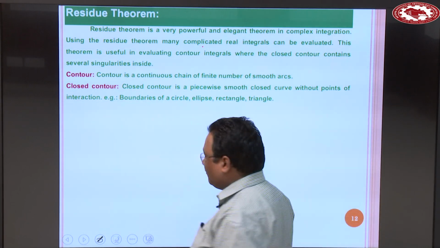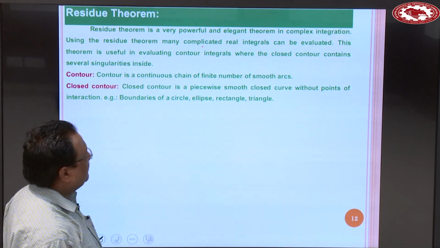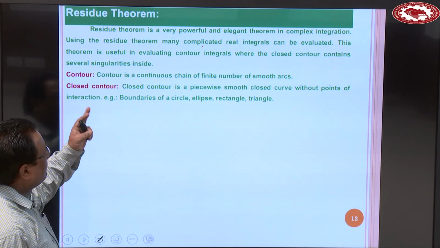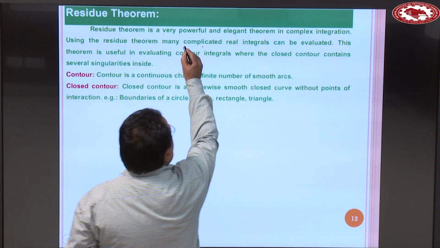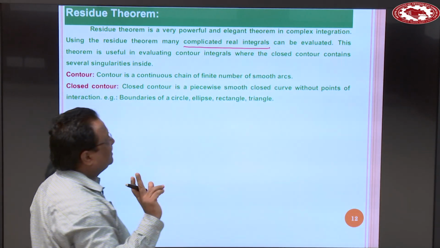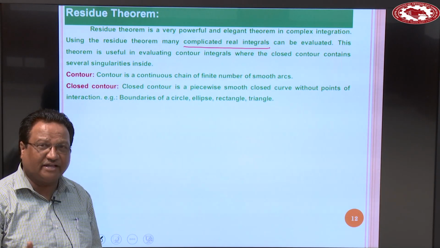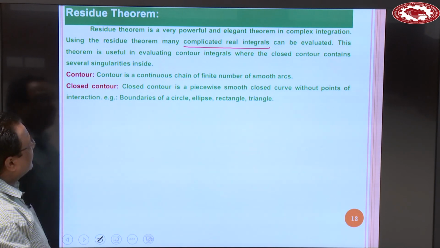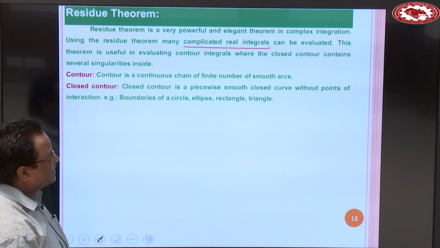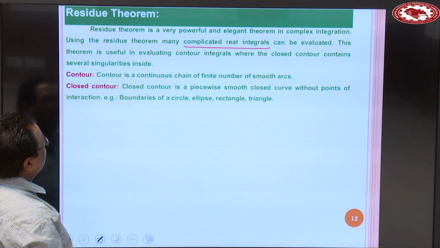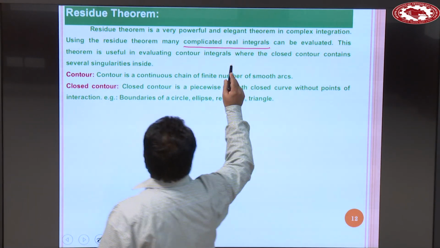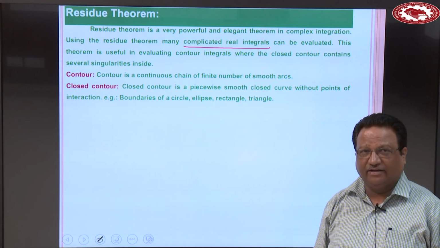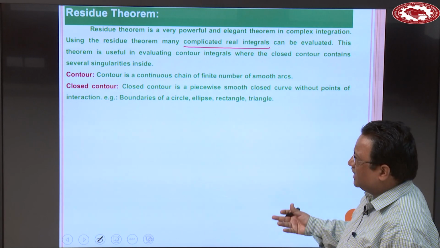This residue theorem is a very powerful and elegant theorem in complex integration, and using the residue theorem many complicated real integrals can be evaluated. In the next lecture we will discuss how we can evaluate the complicated real integrals by using the residue theorem, okay. This theorem is useful in evaluating the contour integrals where the closed contour contains several singularities inside, okay. Then how can we solve this type of problem?